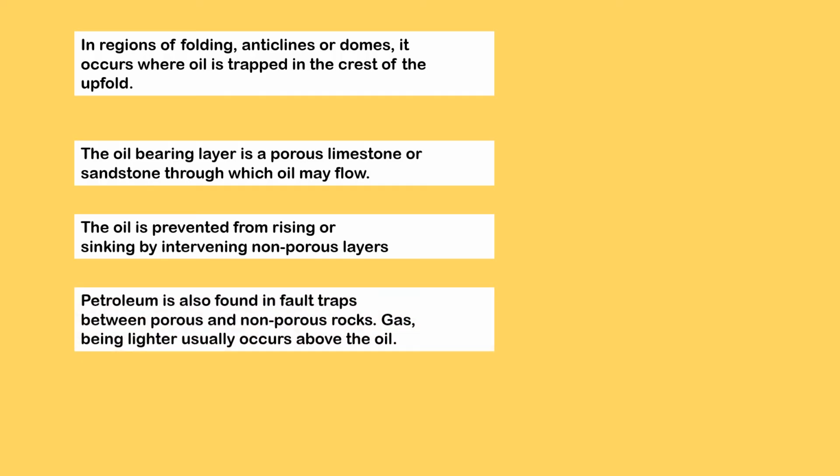Petroleum is also found in fault traps. Just now we learned about porous and non-porous rock. Gas, being lighter, usually occurs above the oil.